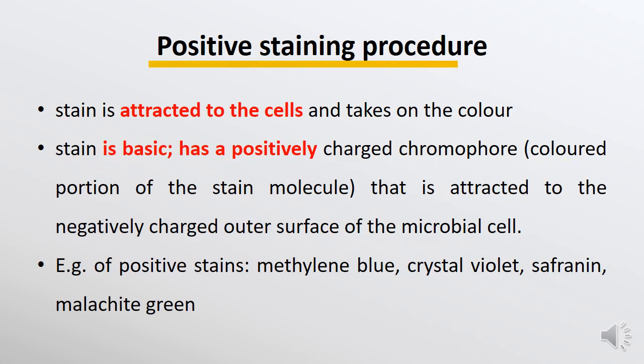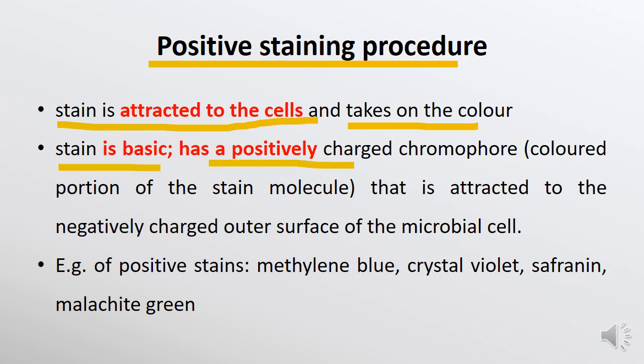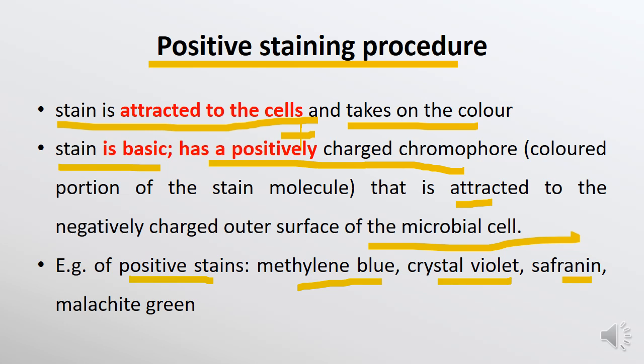So let's look at the positive staining procedure. In the positive staining procedure, the stain is attracted to the cells and takes the color. Usually the stain or the dye is basic, which has a positive charge chromophore. Chromophore is the component in the dye that gives color. As we know, the microbial cell is negatively charged, and that will attract the positively charged dye, and the dye will stick on the microbial cells. Examples of positive stains include methylene blue, crystal violet, safranin and malachite green, which are all stains you'll be seeing in your practical 1.